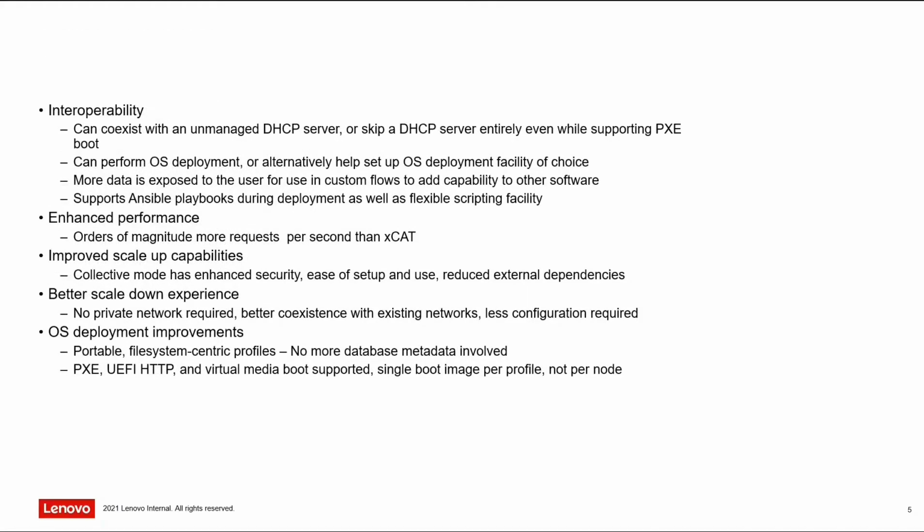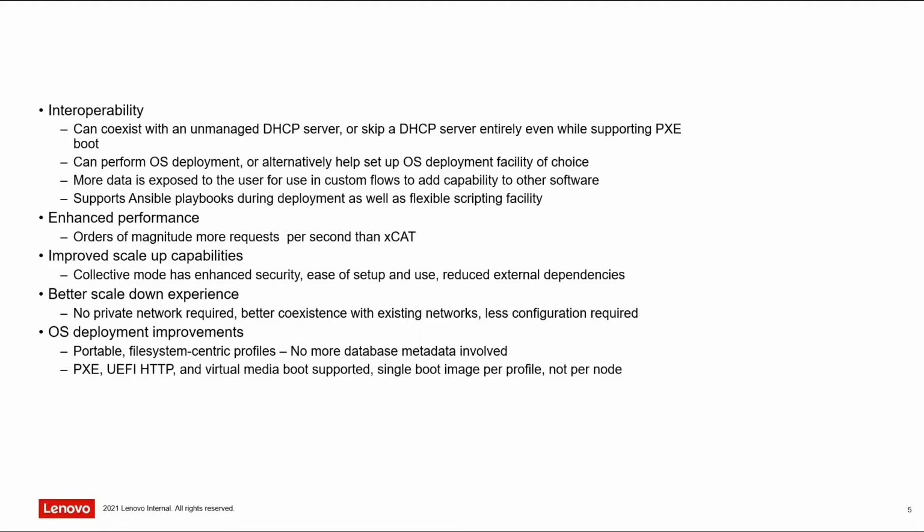We worked on interoperability. Confluent can coexist with an unmanaged DHCP server, or the user can skip having a DHCP server entirely, even as we support PXE Boot. Confluent can perform OS deployment, or it can be used to set up other software for OS deployment using Confluent's onboarding capabilities. More data is exposed to the user for use in their own software to implement automation that may not be addressed by Confluent itself. Confluent supports Ansible playbooks during OS deployment as well as its own scripting facility.